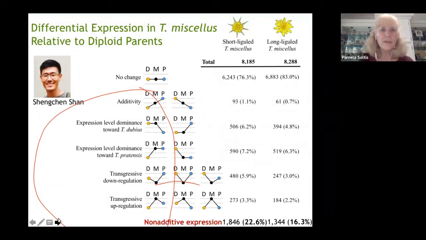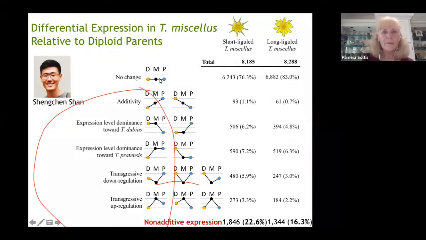We are also interested in how differential expression in Tragopogon miscellus related to the patterns of the diploid parents. And these diagrams illustrate different comparisons of the parental types with the polyploid. So here the D is dubius, the P is pratensis. Those are the two diploid parents, and M represents miscellus.